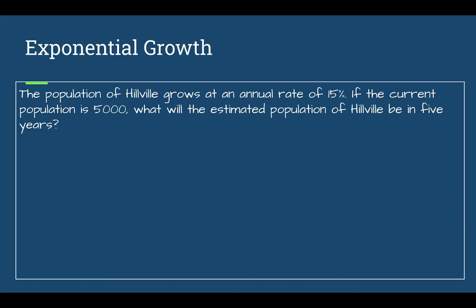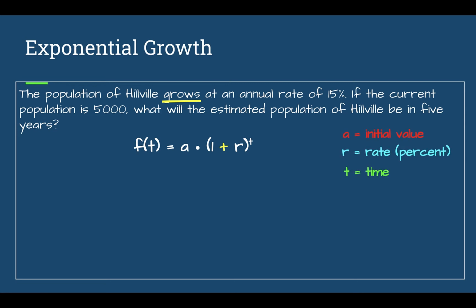Let's start by looking at a problem that involves exponential growth. The population of Hillville grows at an annual rate of 15%. If the current population is 5,000, what will the estimated population of Hillville be in 5 years? In the problem, it tells us that it's growing, which means we need to use our exponential growth formula, the one with the plus sign. Then we need to look for our other things. So a, our initial value, r is our rate, and t is our time.